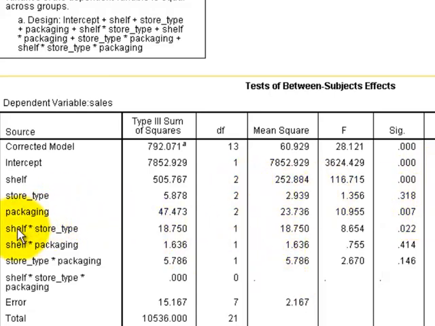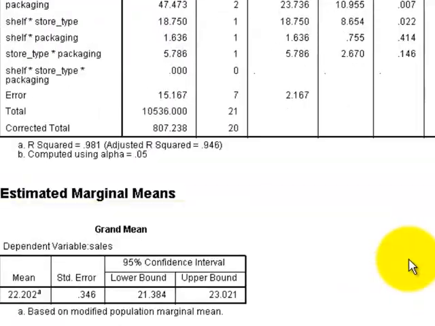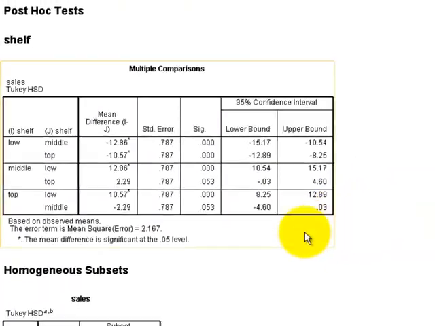Now let's look at the interactions. Shelf and store: there is a serious interaction between which shelf it goes on and what store type it goes on. But that's the only interaction, right? There is no interaction between shelf and packaging, or store type and packaging. Okay, so let's go ahead and look at the rest of this data real quick.